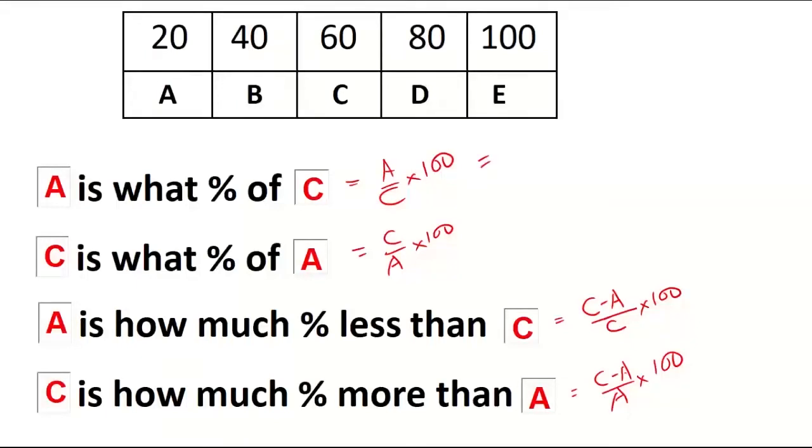Let's solve this. A is what percent of C? 20 over 60, 1 by 3. 1 by 3 is 33.33%. C by A, 60 over 20, so it's 300%. C minus A, 40 over 60 is 66.66%. C more than A, 40 over 20, that's 200%.